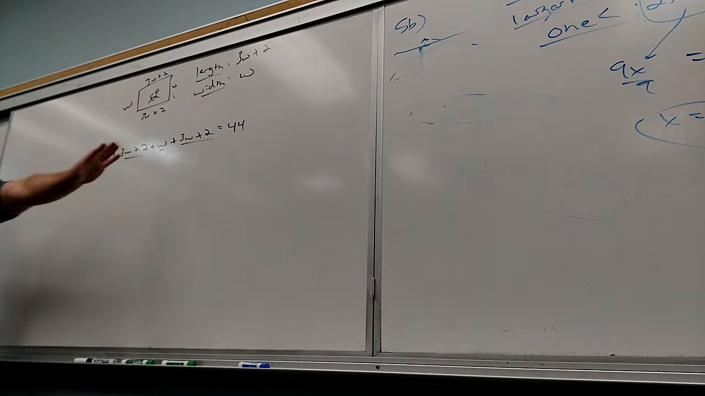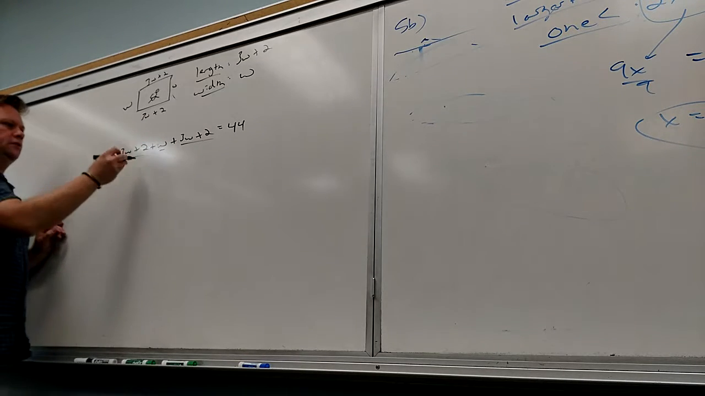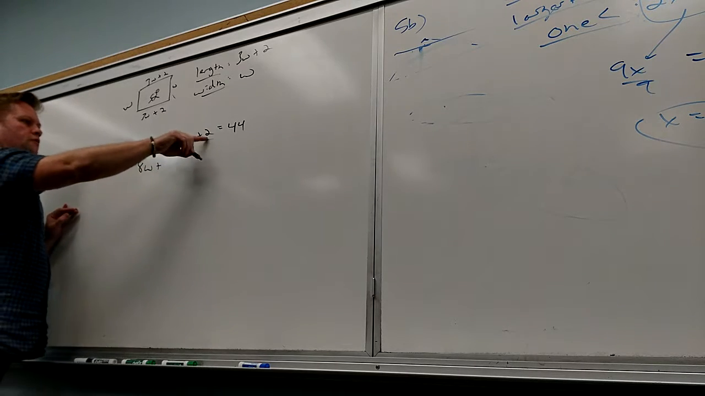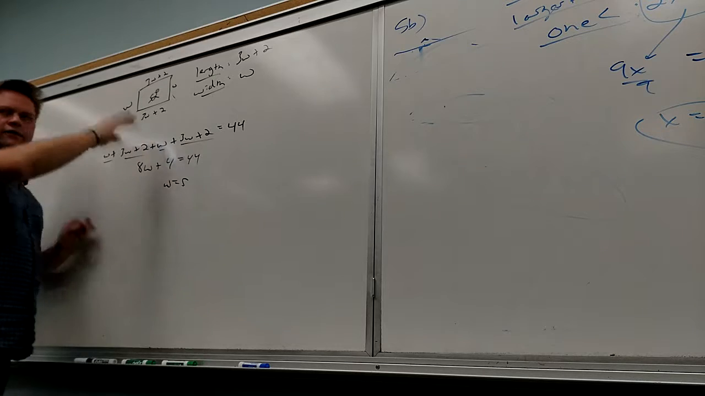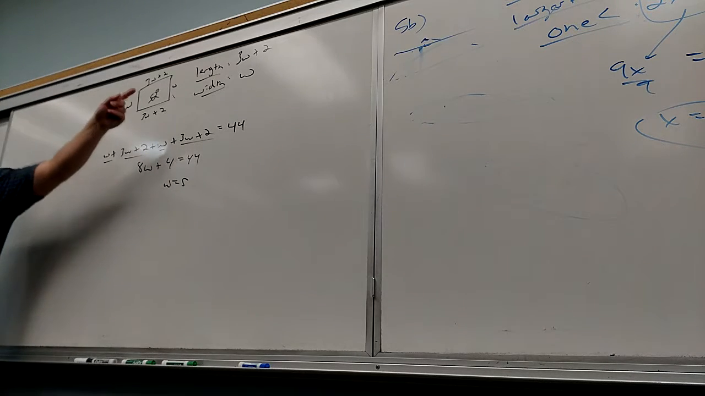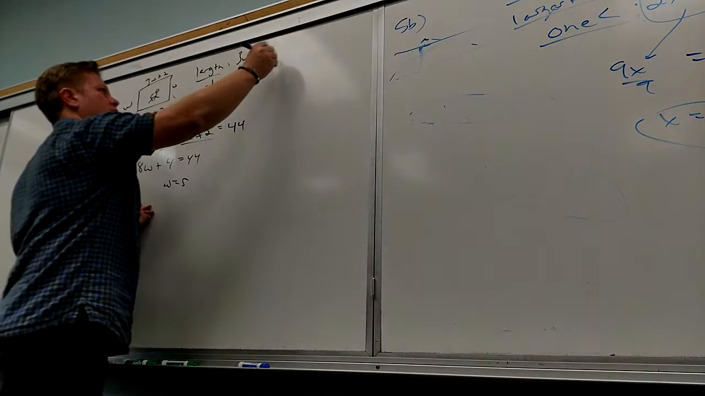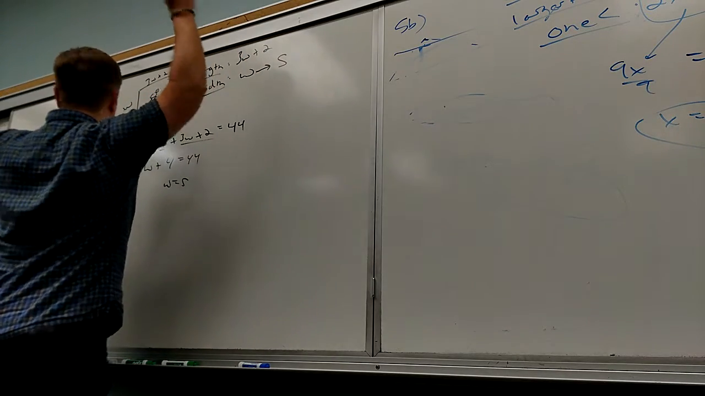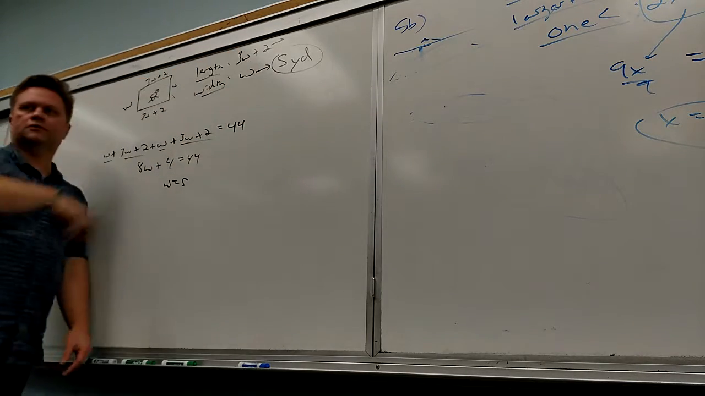Now it should be easy stuff, right? How many W's you got? 8 W's plus 4 equals 44, subtract 4, divide by 8, 5, and so on. What does that mean? The width is 5 yards. And then you can figure out the length. You know W is 5.